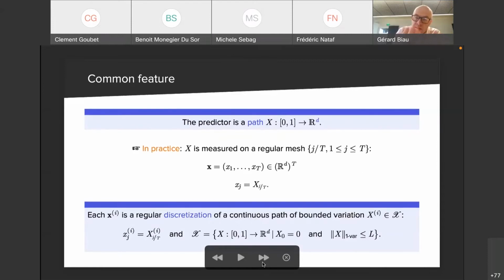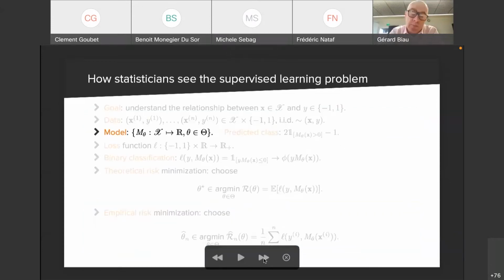We will assume that each time series, so each data, is a discretization of a continuous process at a regular mesh, and I will assume that the underlying path is of bounded variation. So it's an assumption of regularity, and so I will suppose that the total variation is bounded by some capital L, and that's it. Of course, it's an assumption, and we can discuss it. I mean, it says that the measurements of the curves are the byproduct of something which is continuous. But it's a framework which is, from my point of view, totally acceptable. Okay, so that's the type of observation that I'm going to look at in this talk.